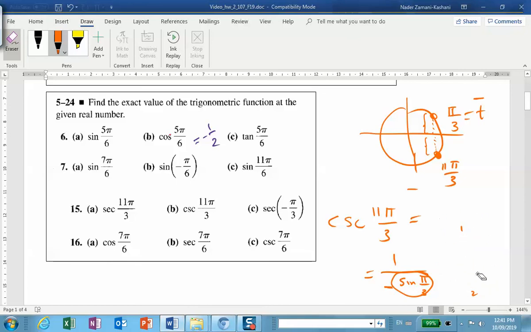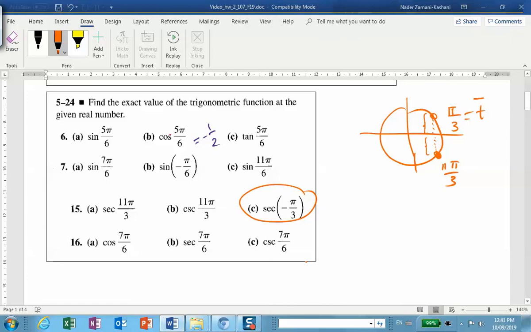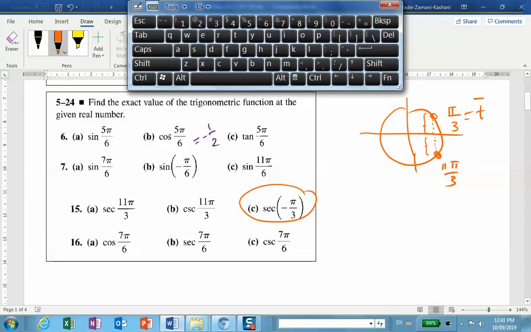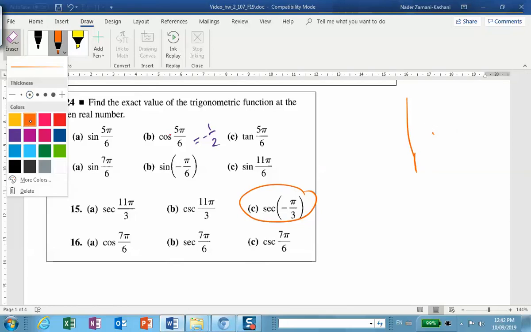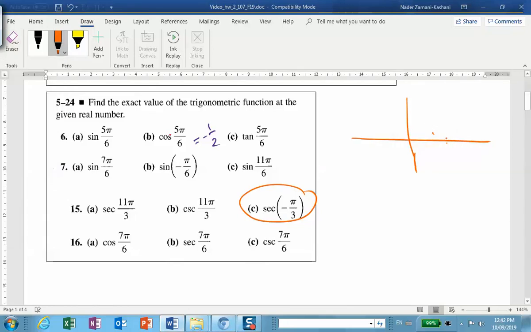And let's erase all of these. Okay, what is it that we want to do? Secant of minus pi over 3. Well, first of all, let's find out where minus pi over 3 is, because that thing t has changed. Let me also erase these things. All right, I'm going to draw the unit circle right there.